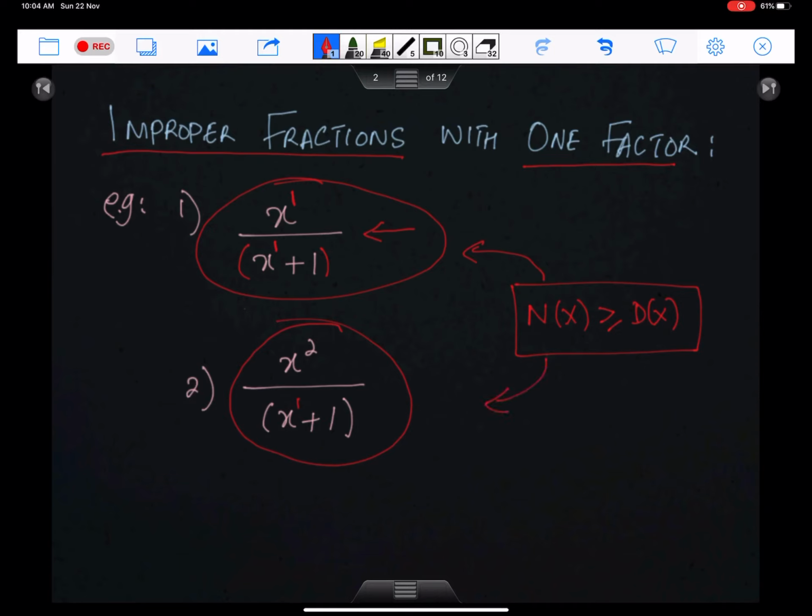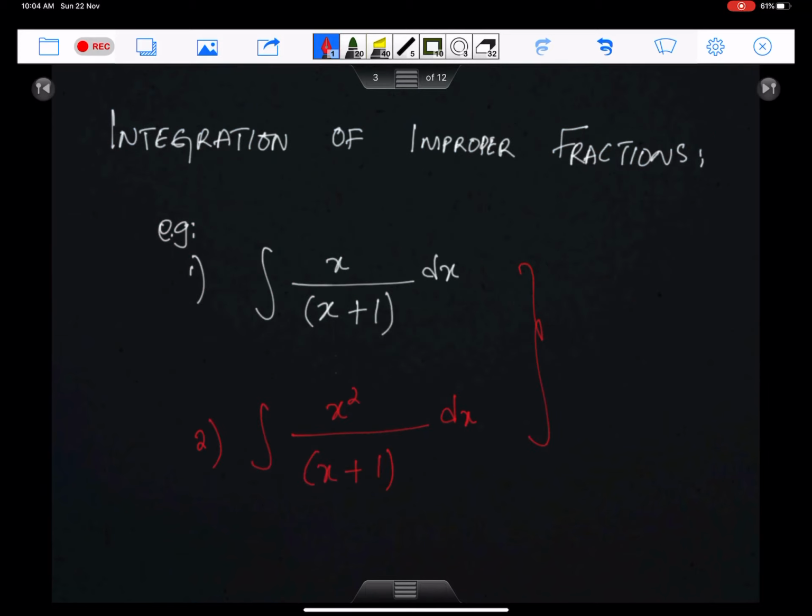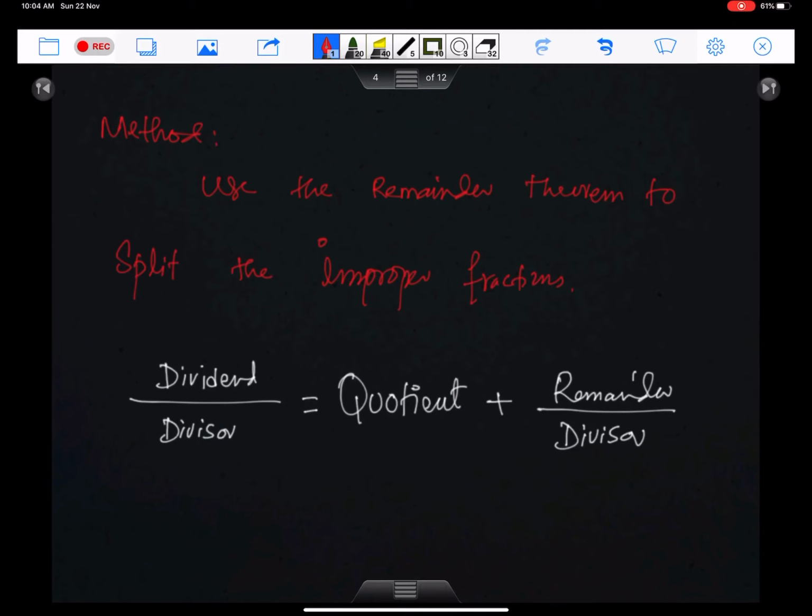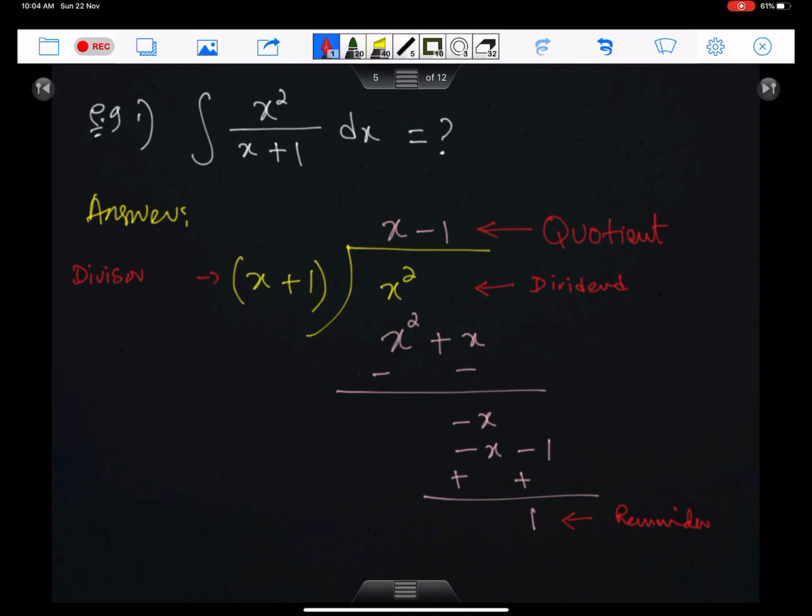So to integrate these types of fractions, we basically use the remainder theorem, and to use the remainder theorem we use long division. This is the question: x square upon x plus 1, and I'm not going to discuss the method of long division. I'm just discussing these things. This is the remainder. This x square is the dividend. This thing is the quotient, and this is the divisor. You just need to substitute everything carefully into the remainder theorem.